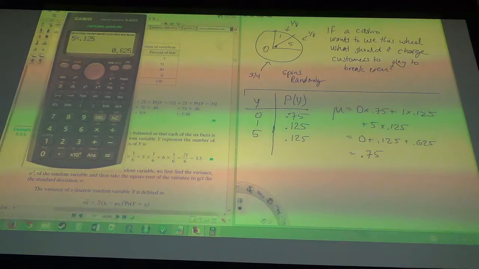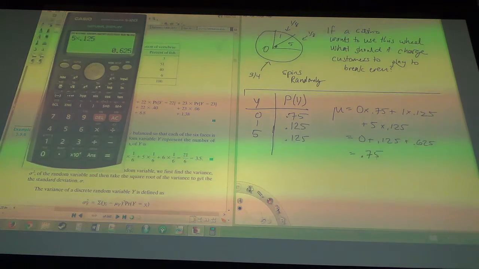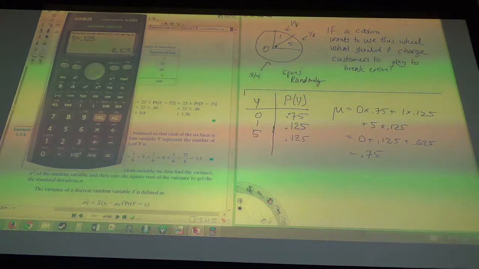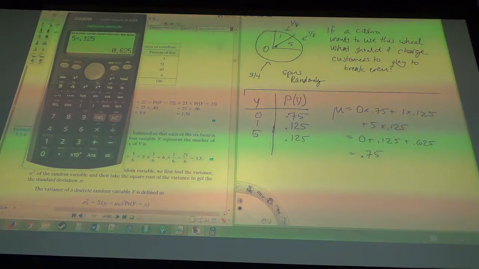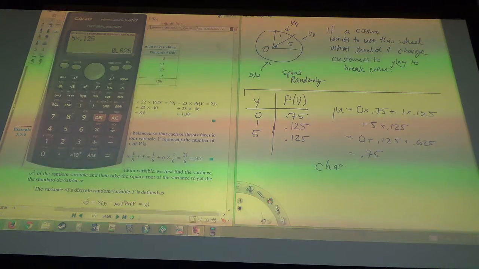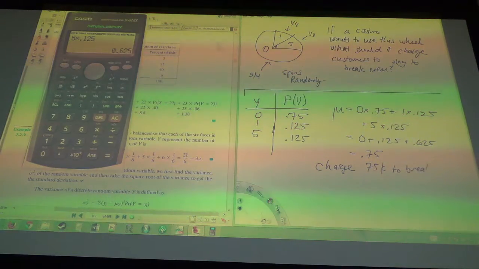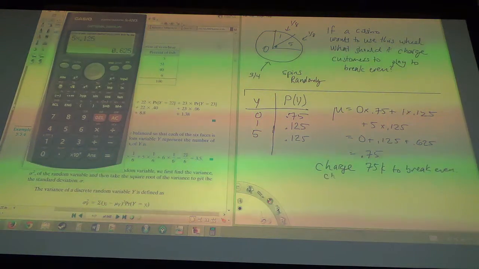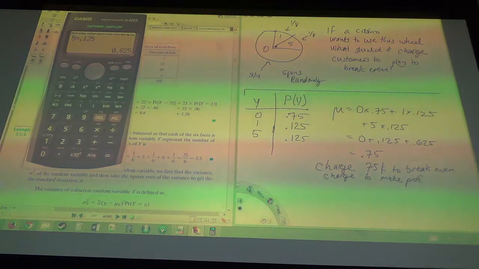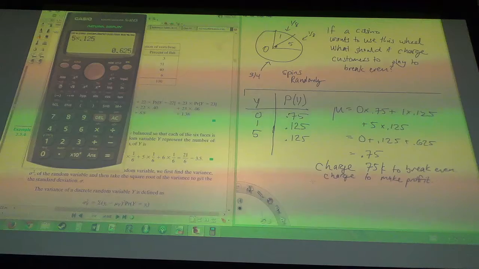Okay, so I'm getting a mean of 75 cents. So if they want to break even, they would charge 75 cents, and if they charge anything more than that, in the long run, they would be making a profit. Is that good? Okay, so charge 75 cents to break even. Charge more, make profit, in the long run.